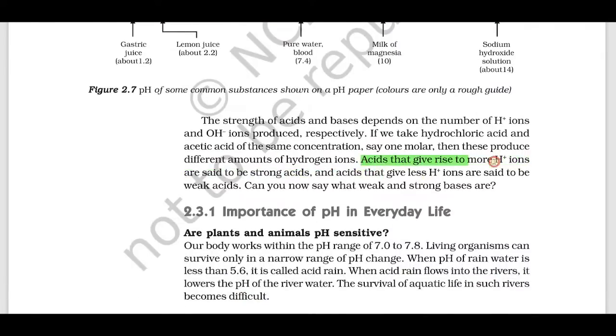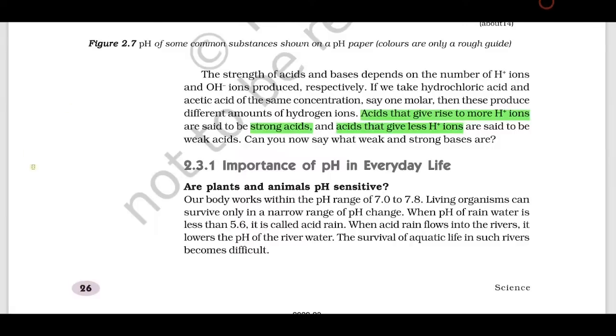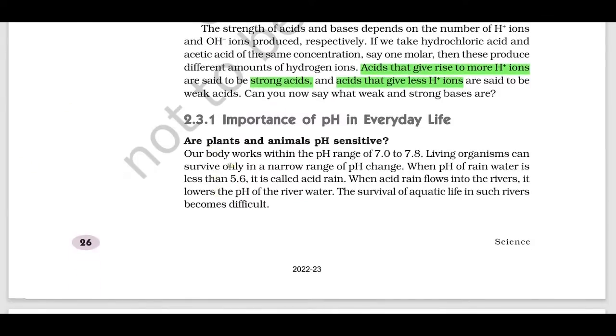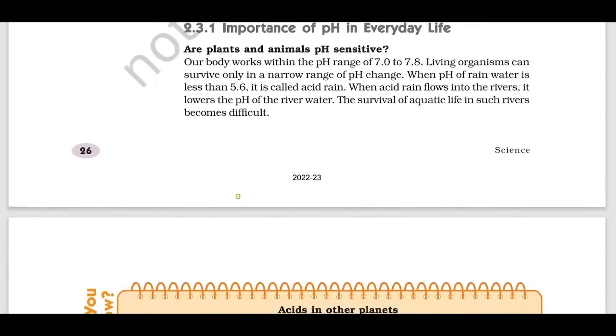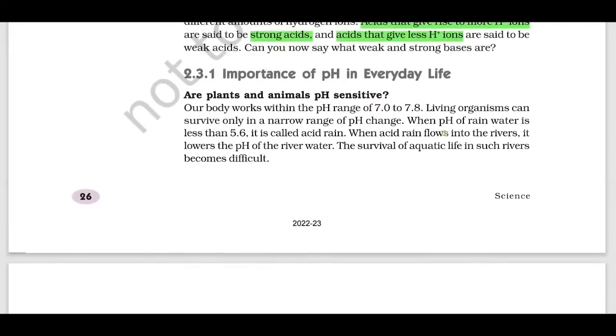Acids that produce more H plus ions are called strong acids. Less H plus ions, weak acids. Now the next concept is the importance of pH in everyday life. Based on this concept, a 1-mark or 2-mark question will be asked. What is acid rain? When the pH of the rainwater is less than 5.6, it is called acid rain.